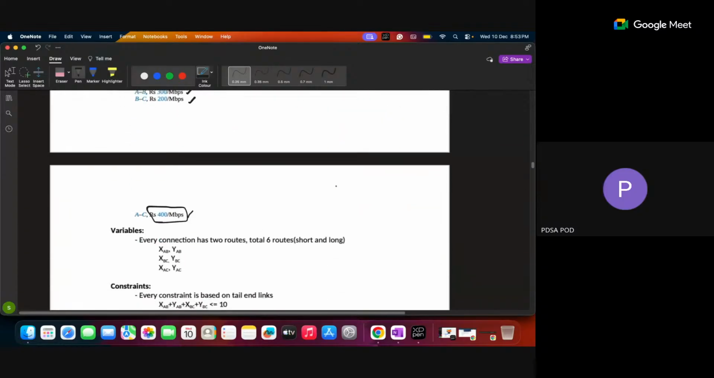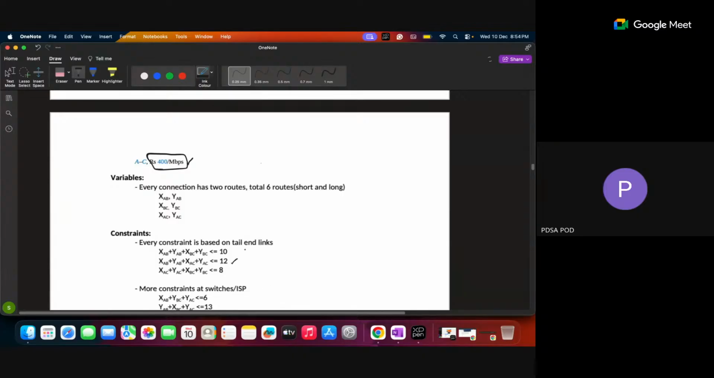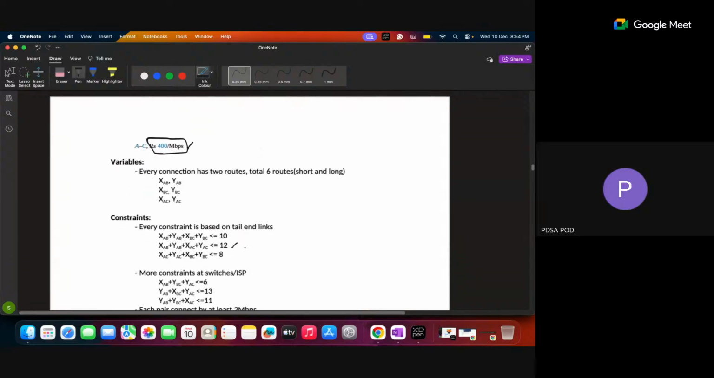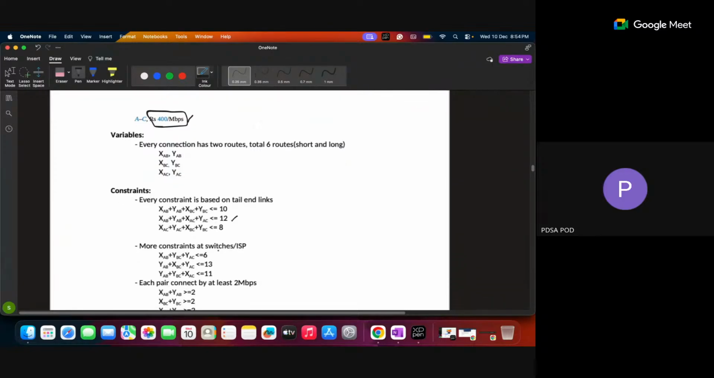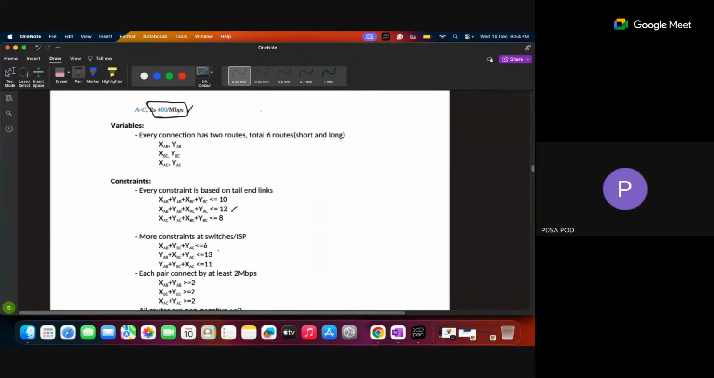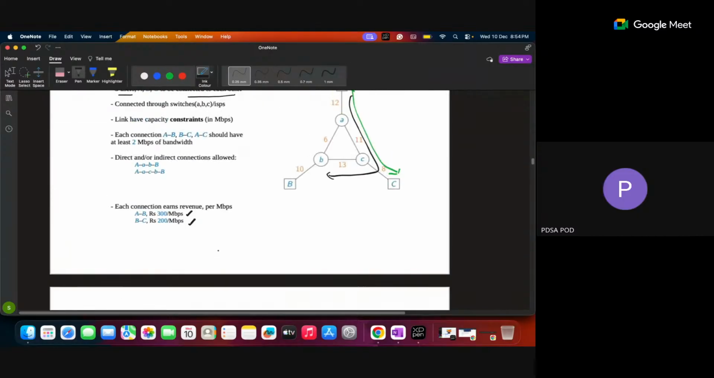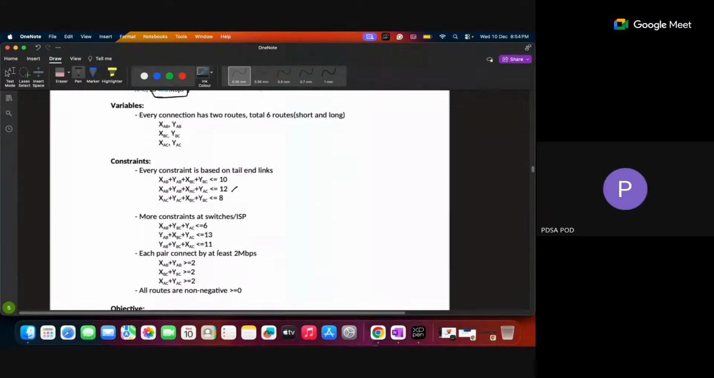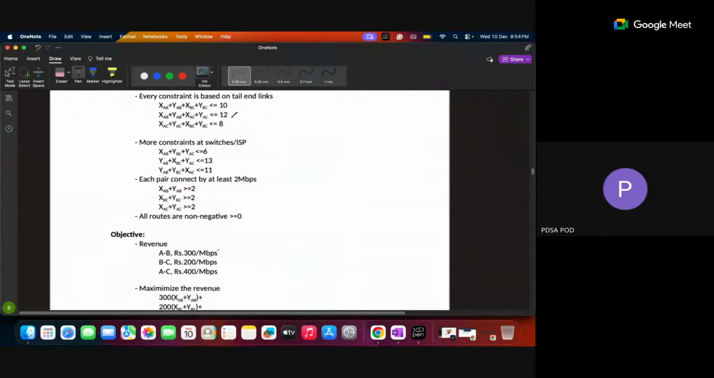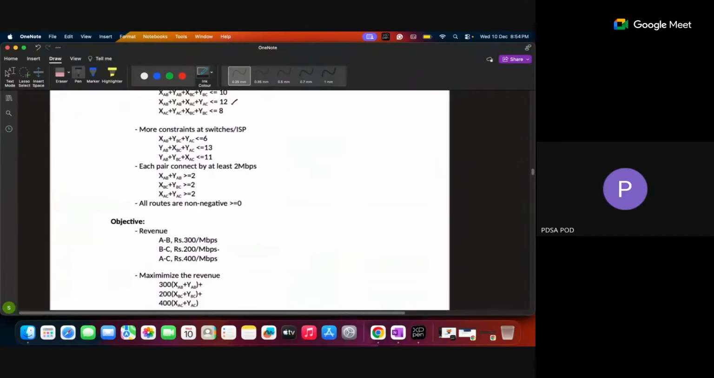Similarly, the other path is 12, and the other path is 8 for C. So this is A to C direct way, or A to C indirect way, B to C direct way, or B to C indirect way. That's the maximum constraints they have given. There are also constraints on the switches, because internally switches have some capacity, and we cannot go beyond that. So the constraints are made based on the problem.